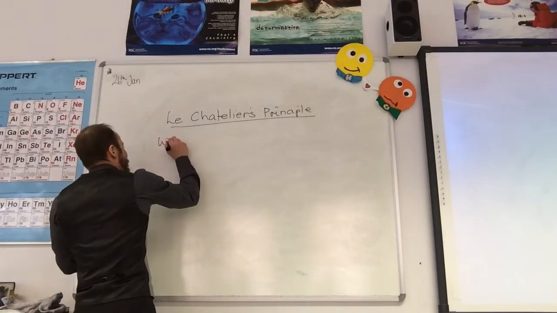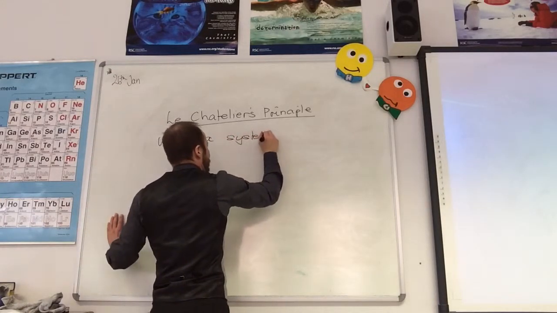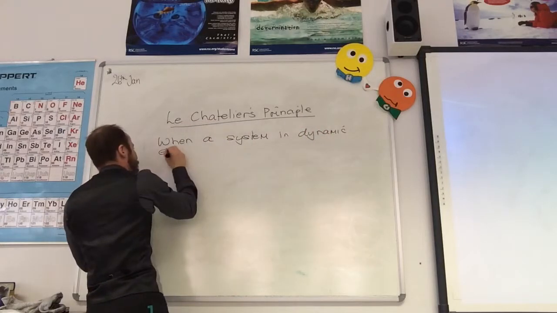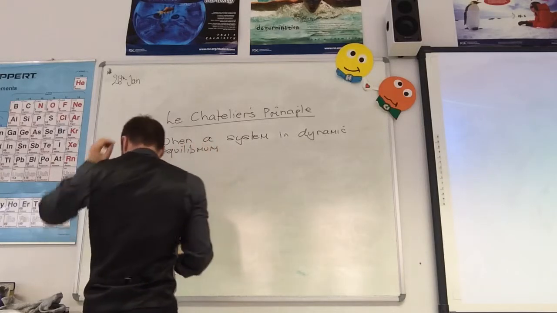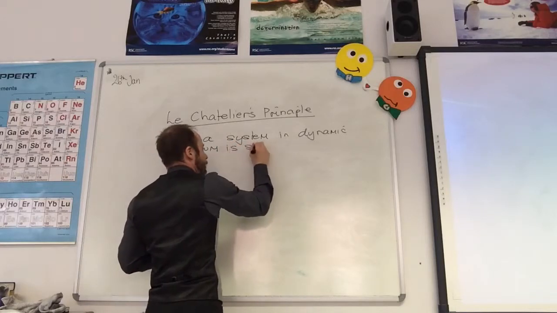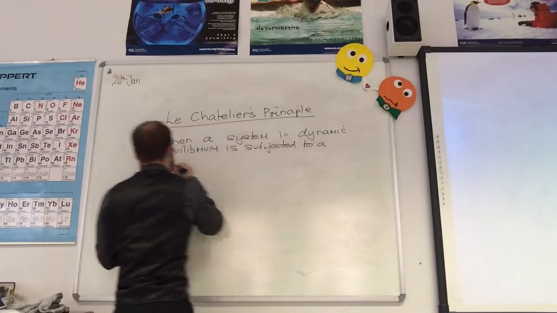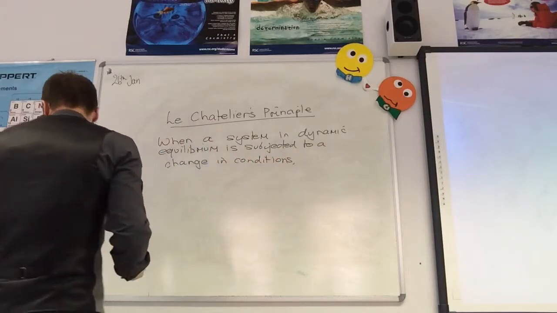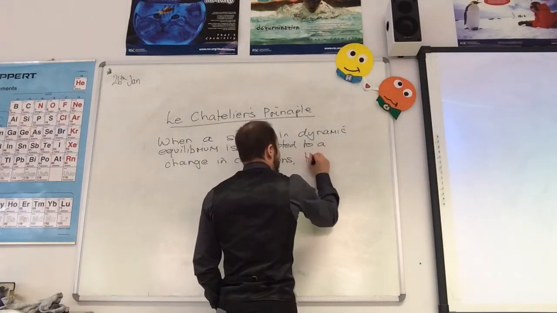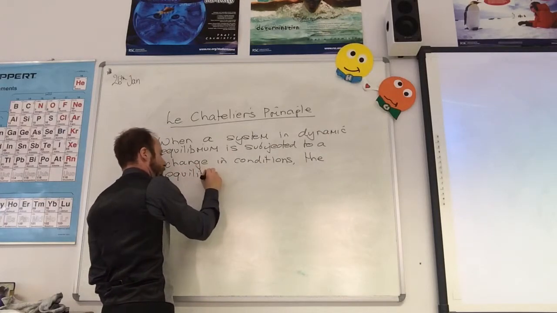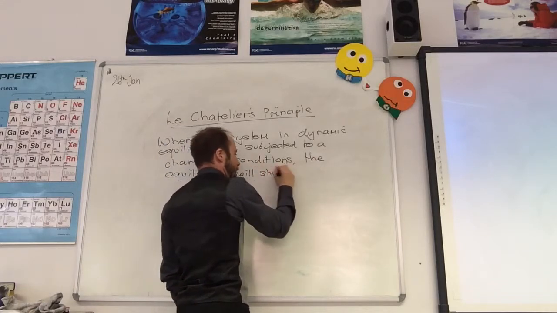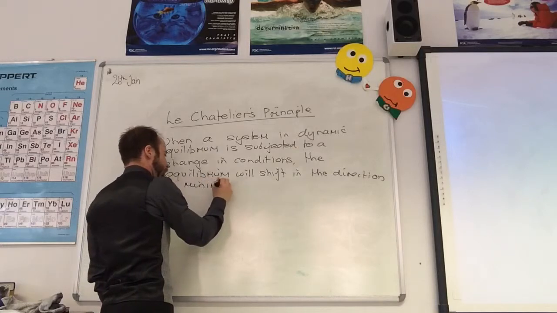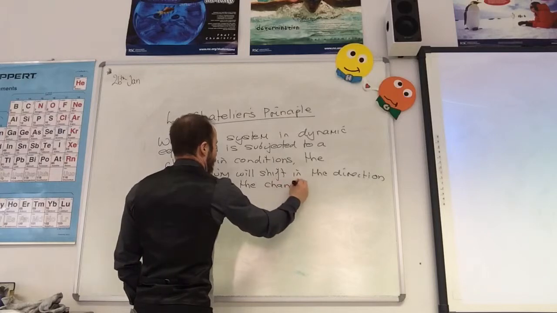So he says, when a system which is in dynamic equilibrium is subjected to a change in conditions, the equilibrium will shift in the direction to minimize the change. Okay, that's his principle you've got to learn.